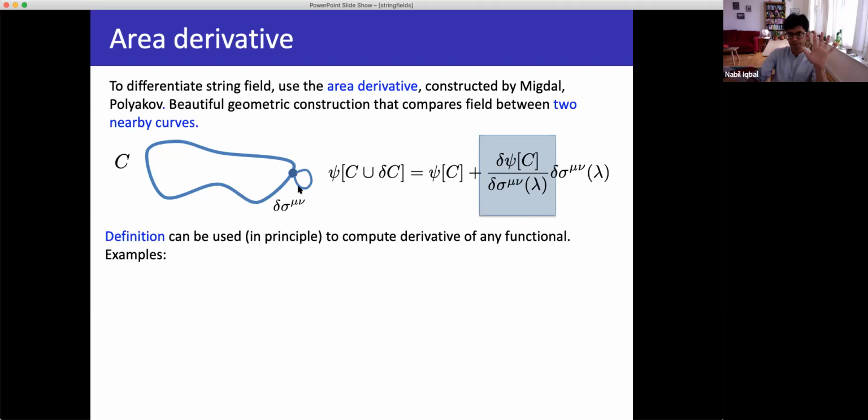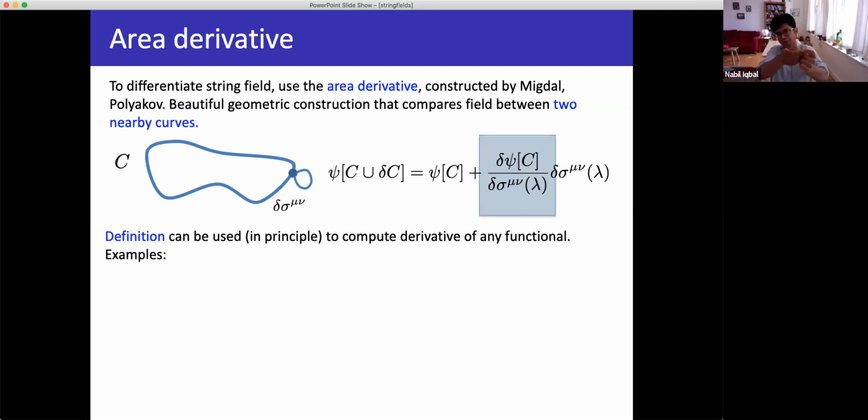So what is the area derivative? The area derivative tells you how to compare the field between two nearby curves. So what does it mean for one curve to be nearby another curve? The idea is, you imagine taking your string field defined on some curve C, and then you add a little loop here, delta sigma, to this curve. Now your string field is going to shift when you do that, but if sigma is very small, it should shift just a little bit, it should shift linearly in some sense. The coefficient of that shift as a function of the area element, delta sigma mu nu, is the definition of the area derivative. And this is basically the same as the normal derivative, right?